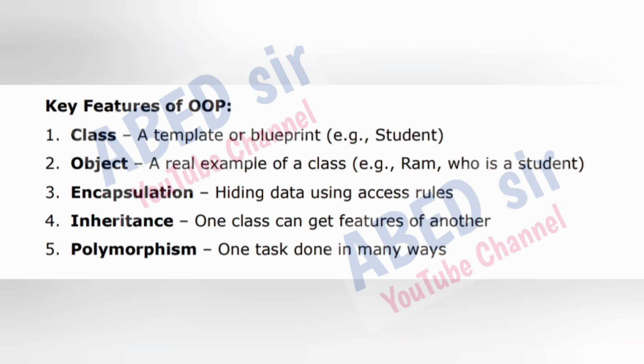Key features of OOP. 1. Class, a template or blueprint, example, student. 2. Object, a real example of a class, example, Ram, who is a student. 3. Encapsulation, hiding data using access rules. 4. Inheritance, one class can get features of another. 5. Polymorphism, one task done in many ways.